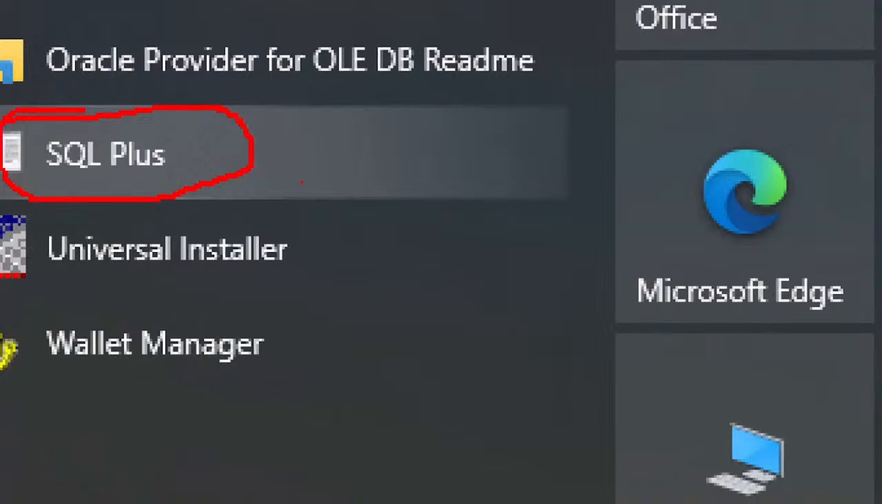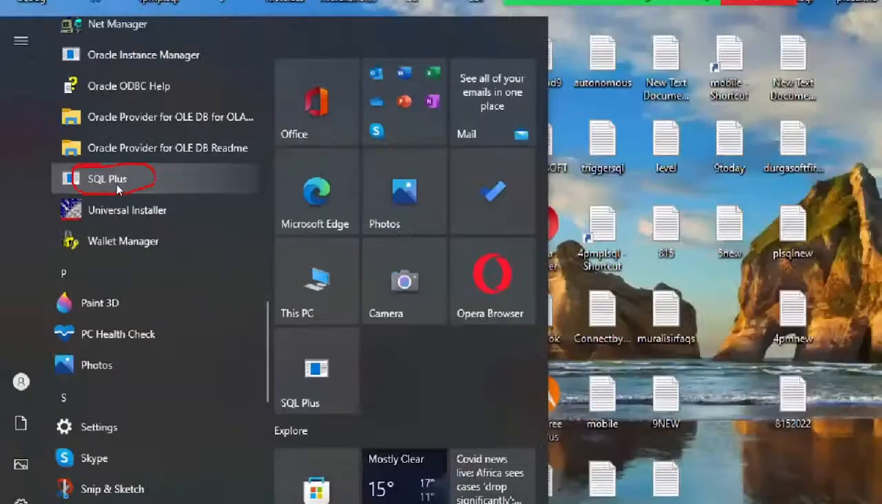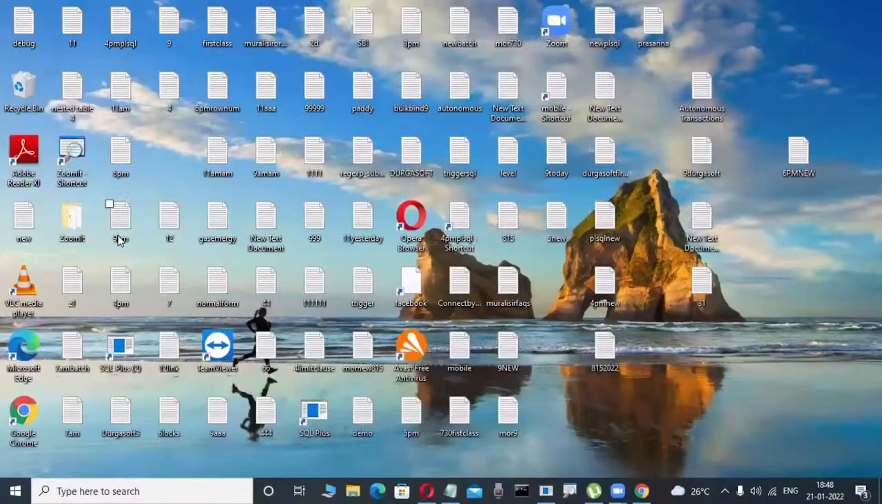SQL Plus is a default tool. Again, SQL Developer is a tool, that is a GUI tool. That tool also you can install, not a problem. Again, SQL Navigator is a tool, Toad is a tool. Those are all explicit GUI tools. But SQL Plus, you are not required to load. Once we are loading the Oracle software, automatically the SQL Plus tool is available.